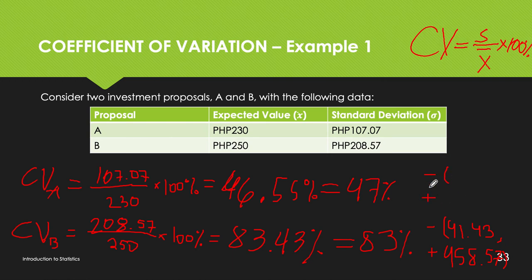So for the minus for A, what we're going to do is 230 minus 107.07. So the answer is 122.93, up until, let's do the calculator again. So plus, 230 plus 107.07 is going to give us 337.07.